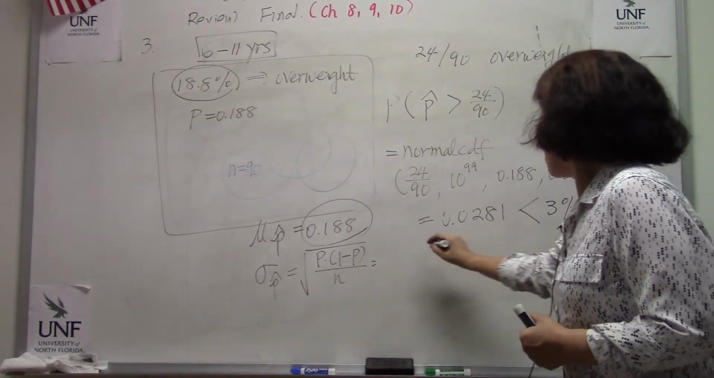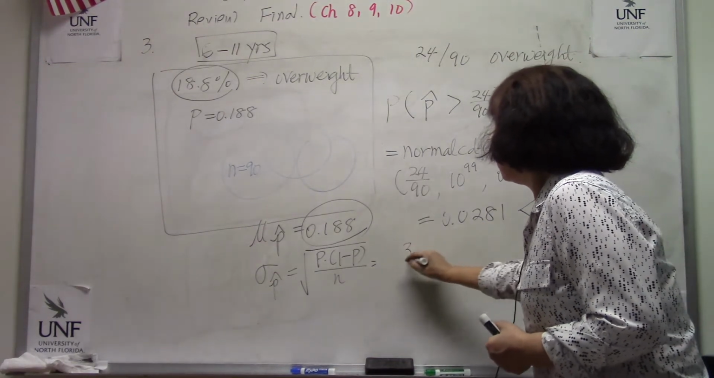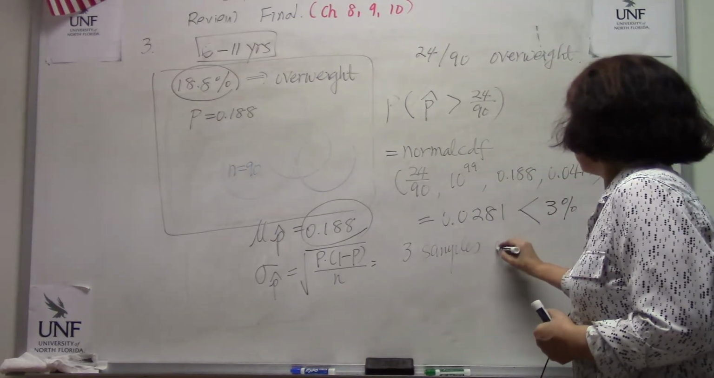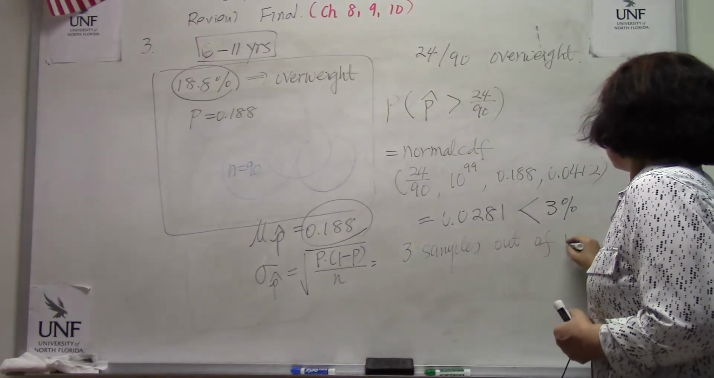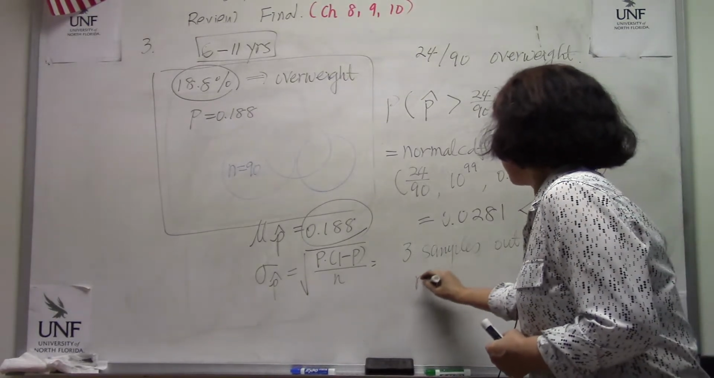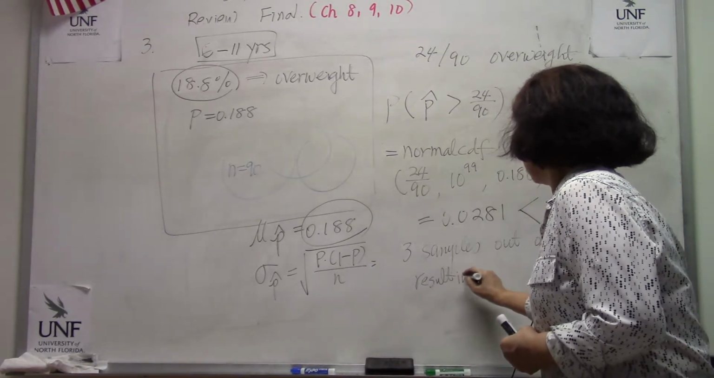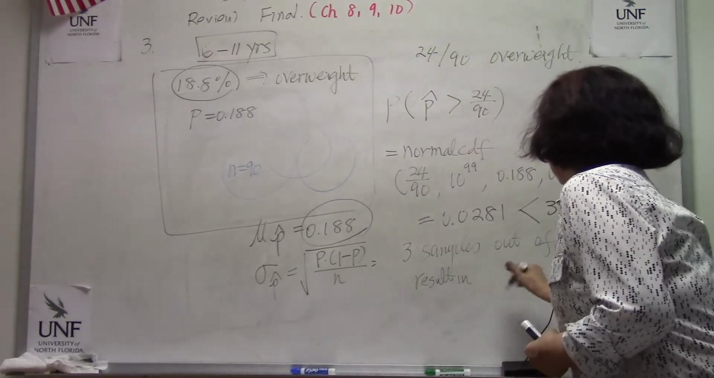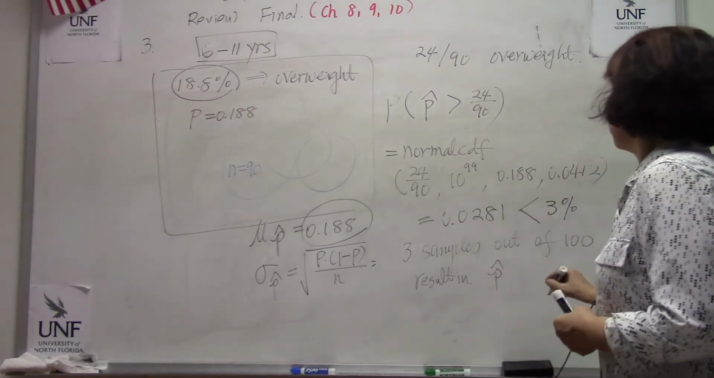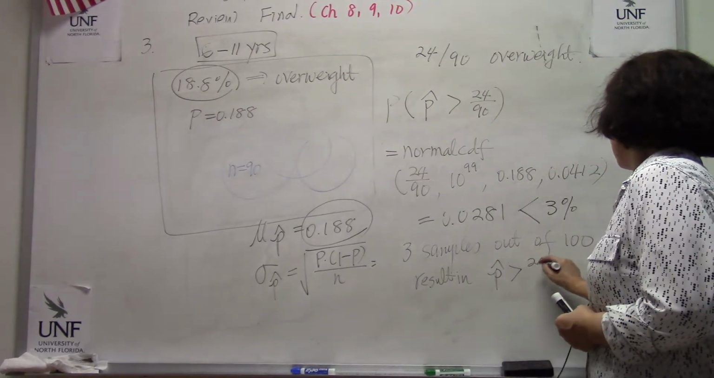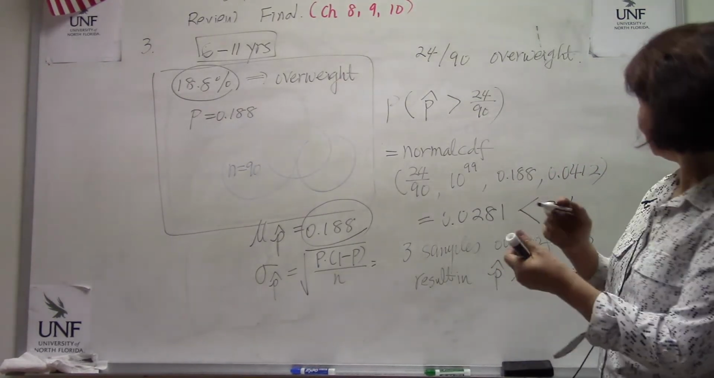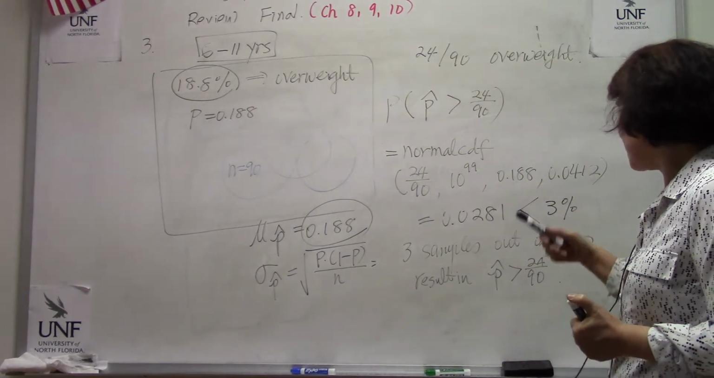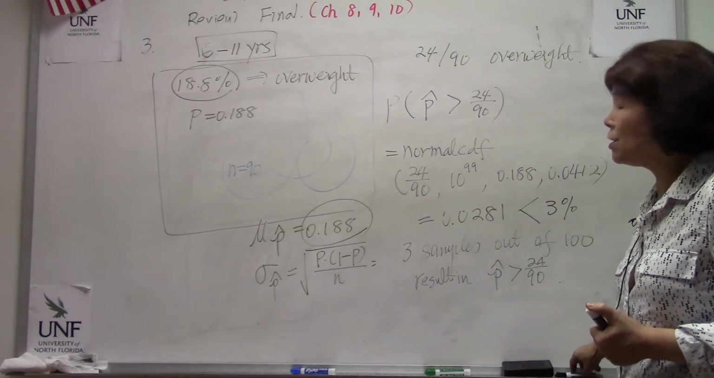Only 3 samples out of 100 will result in that: here p hat, the proportion of overweight, is greater than 24 over 90. As you see, it's less than 3%, so that is an unusual case.